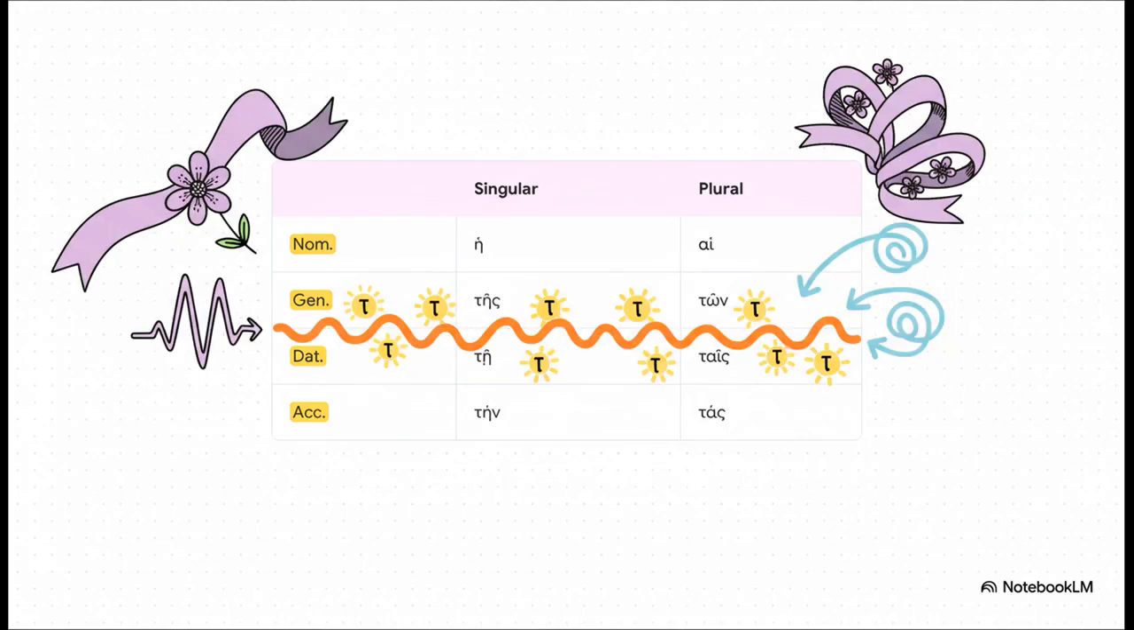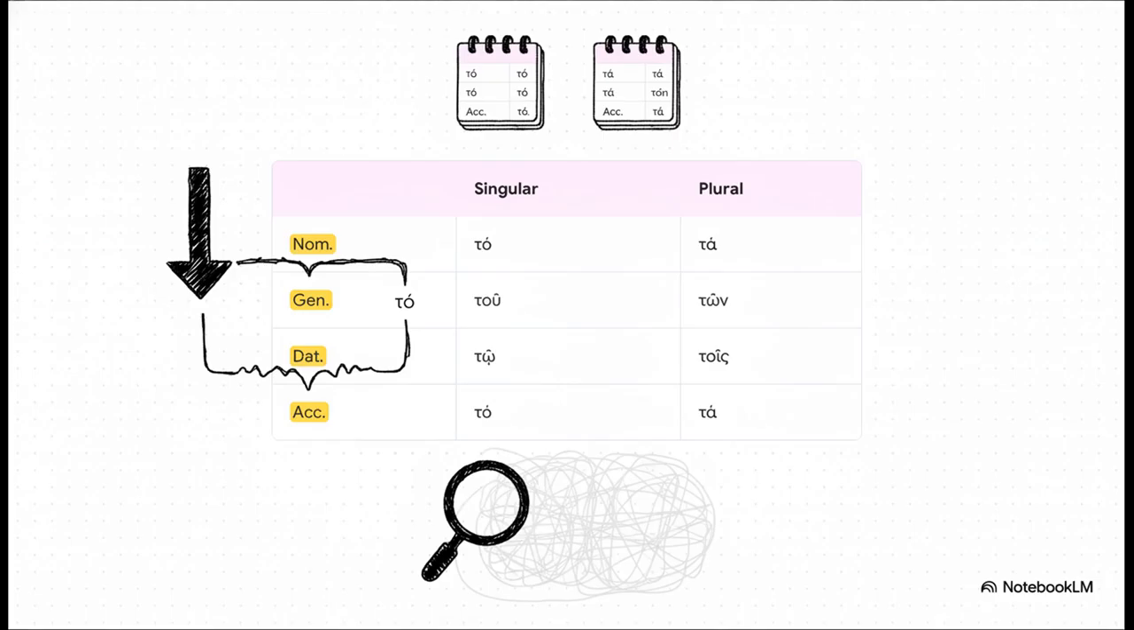Okay, next up, the feminine forms. Same deal, singular and plural. Now, here's a cool pattern to look for. See that T sound? It shows up in almost every single form except for the nominative, the subject form. That's a great little clue. And last but not least, the neuter forms. And hey, here's an awesome shortcut for you. With neuter words, the subject form and the direct object form are always identical. So you've got one for singular and one for plural, and that's it.